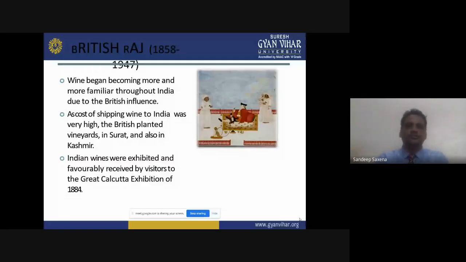Wine began becoming more and more familiar throughout British influence. The cost of shipping wine to India was very high. The British planted vineyards in Surat and also in Kashmir. Indian wines were exhibited and favorably received by visitors to the Great Calcutta Exhibition of 1884. So this was the British Raj, which began in 1858.